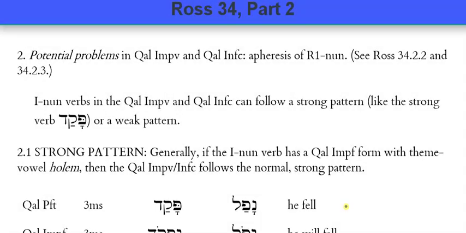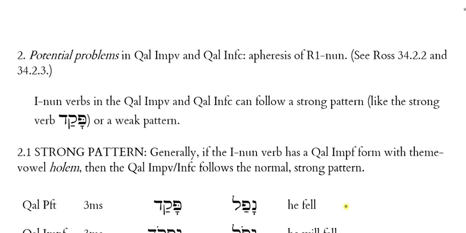Now, there's some other problems that one noon verbs exhibit that we need to talk about. The good news here is that they only exhibit them in the Qal stem, and only in 2 places in the Qal stem. So under point number 2, I mentioned here the potential problems in the Qal imperative and the Qal infinitive construct. That's where we're going to see these. And the issue is something called aphoresis. The root 1 noon is going to undergo a process called aphoresis, and we'll talk about that in just a moment. I'm just putting that in the title.